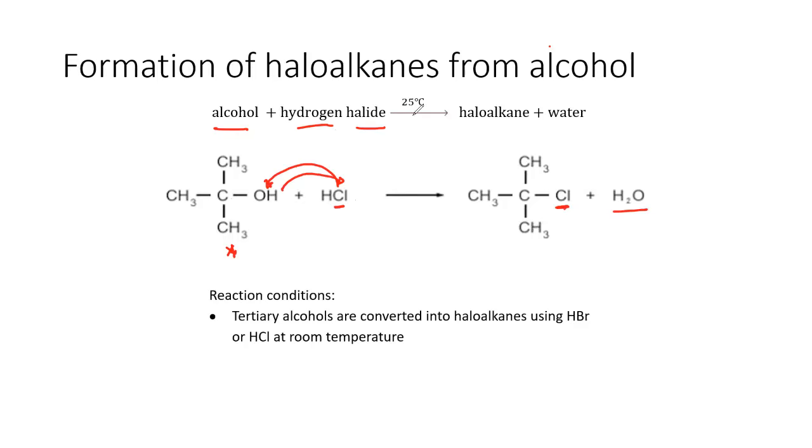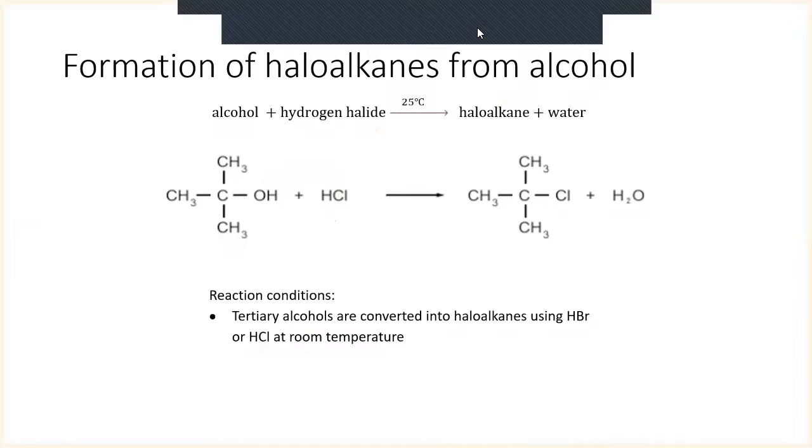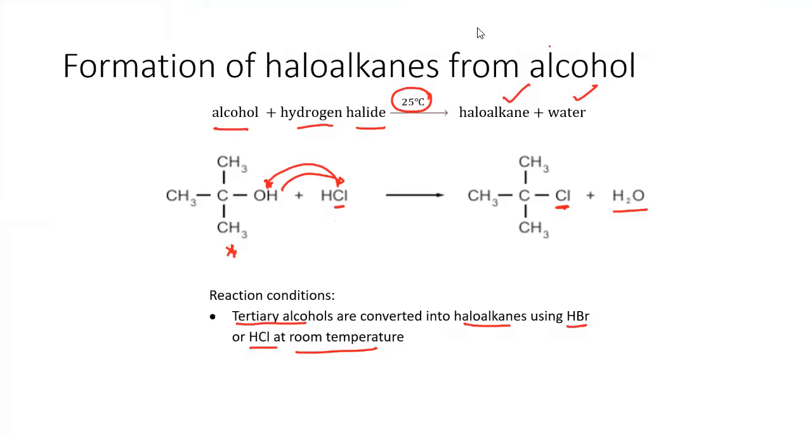Alcohol plus hydrogen halide at room temperature. This is room temperature, about 25 degrees. We form a haloalkane and water as well. So like I said, tertiary alcohols are converted into haloalkanes using HBr or HCl at room temperature. So it's very important that you get this right. So, formation of haloalkanes from an alcohol. Okay, finally, let's go to the last one, still under substitution.